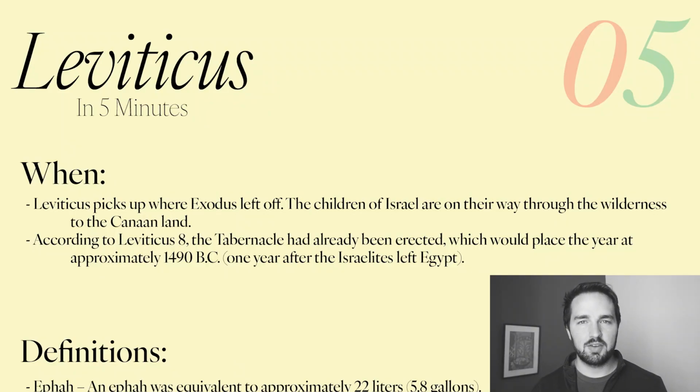Okay, Leviticus 5. When did these events happen? Leviticus picks up right where Exodus left off. The children of Israel, or the Israelite people, were on their way out of Egypt, on their way to the promised land, or the Canaan land. God gave Moses and the Israelites all of these instructions that are recorded in Leviticus in approximately 1490 BC.